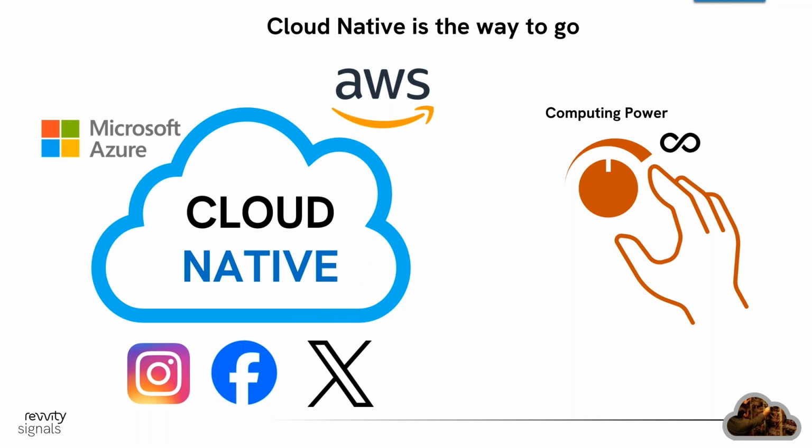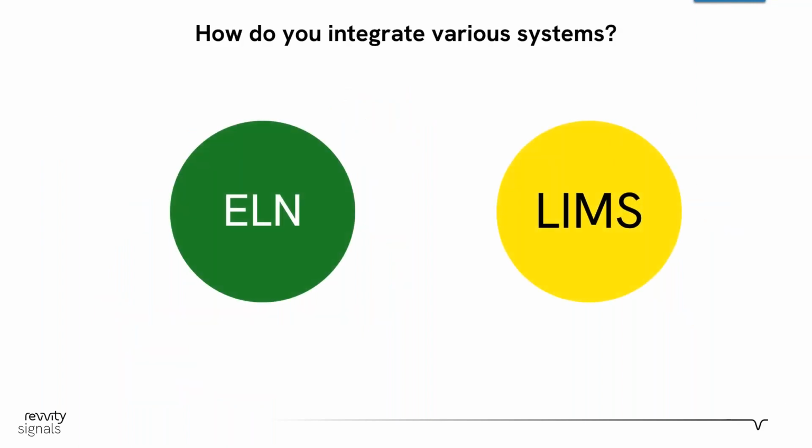Obviously, all the solutions I have been presenting before, Signals is built on the cloud native architecture that allows scaling. Another very important point of cloud native goes to the topic of instrument integration, right? So how do you integrate various systems?